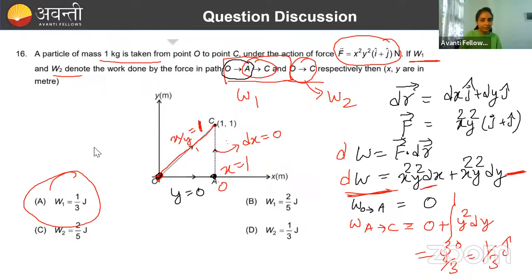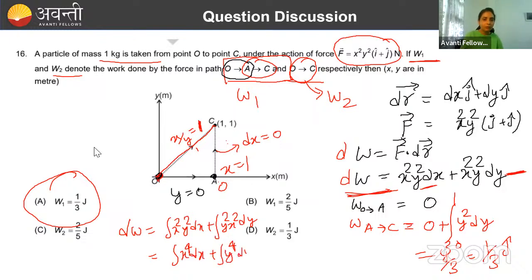So according to your convenience, you have to integrate this: x square y square dx plus y square x square dy. In this equation, x is a variable, and y is getting differentiated with respect to x. So try changing y to x. Y square can be written as x square because x is equal to y. So now this will be x to the power 4 dx plus, for convenience of calculation, y to the power 4 dy.